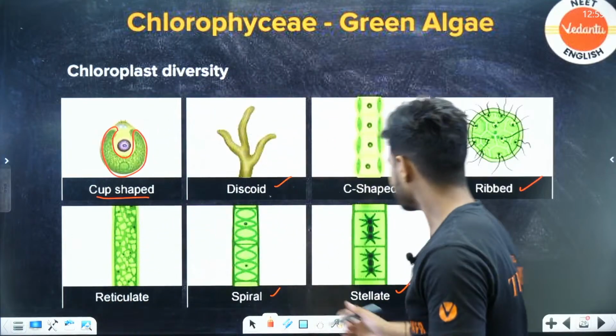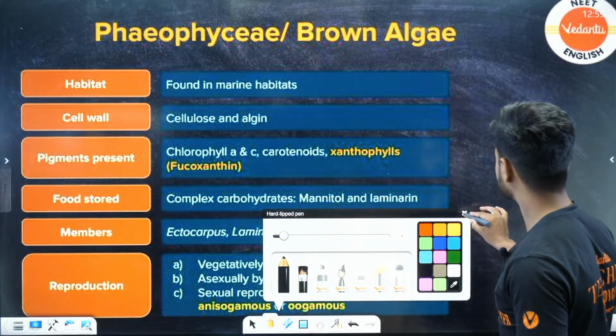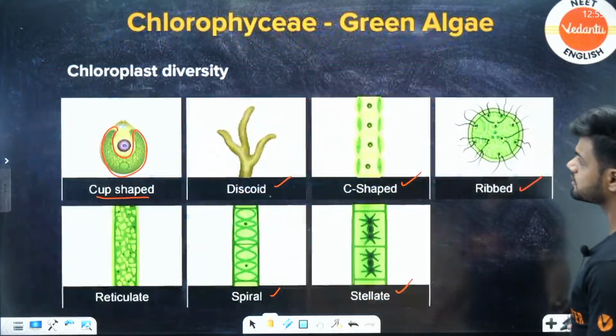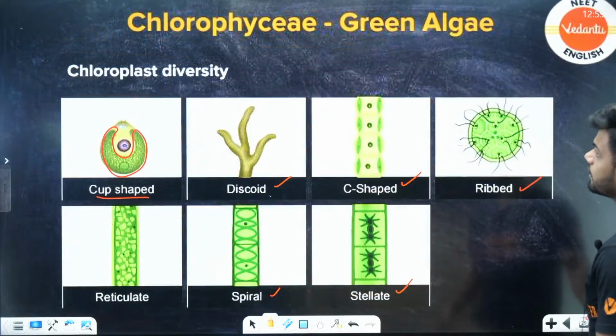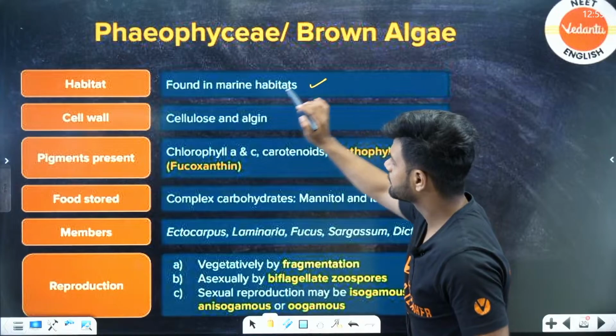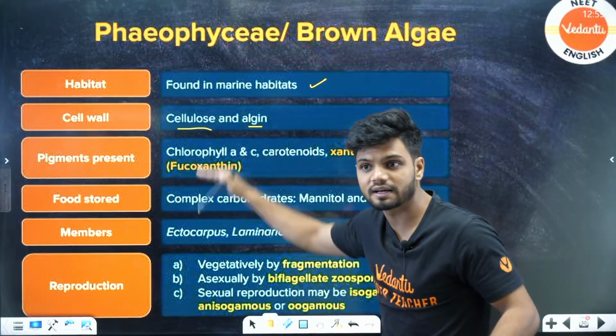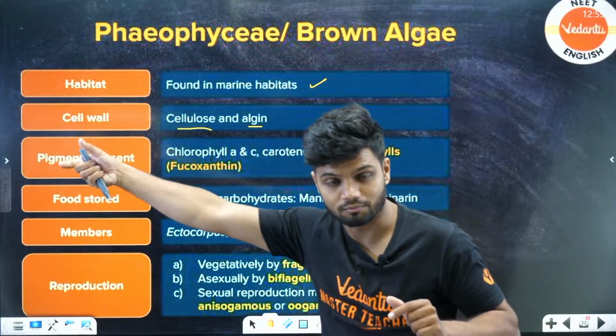Okay. Now, next one is your Phaeophyceae. It is mostly found in marine habitats. Cell wall we learnt. Cellulose and algin. See, I am not explaining everything again because we have already learnt it before.